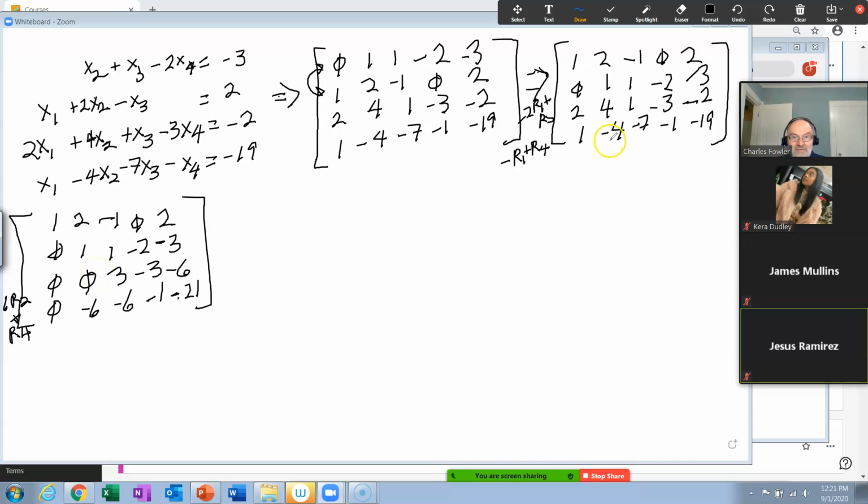Up here, you were trying to get rid of the 2 here, so do a minus 2 times this. Here we're trying to get rid of a plus 1, do a minus 1 times it. Okay, that's the procedure. Okay, now a lot of writing again. We're not messing with row 1 right now, so it's 1, 2, minus 1, 0, 2. We're using row 2, so we're not messing with that. 0, 1, 1, minus 2, minus 3.